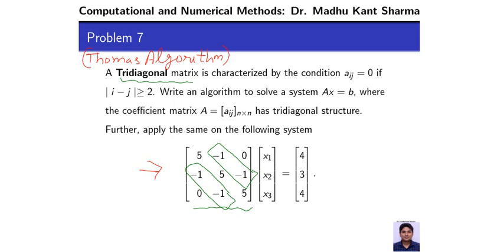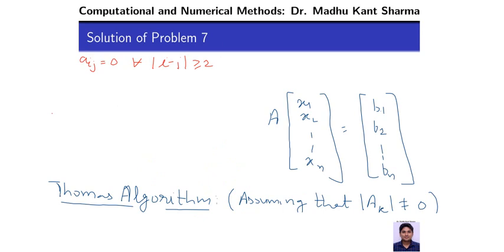So we know that for a tridiagonal matrix, Aij equals 0 for all mod i minus j greater than or equal to 2, and you have the system Ax equals b. So this is the system here.